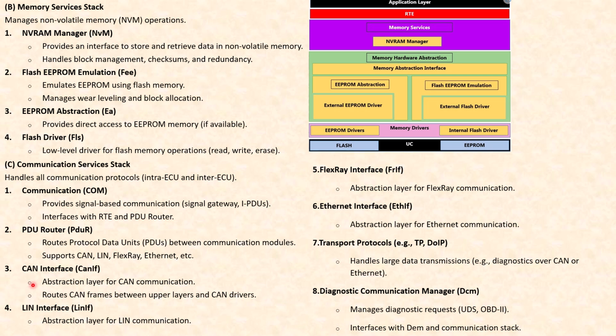And when it comes to CAN interface, it is the abstraction layer for CAN communication, which routes CAN frames between upper layers and CAN drivers. And when it comes to LIN interface, it is the abstraction layer for LIN communication. Next comes the FlexRay interface. I am sure everybody is able to recollect that CAN, LIN, FlexRay, Ethernet are the various types of protocols. FlexRay interface is the abstraction layer for FlexRay communication, and Ethernet interface is the abstraction layer for Ethernet communication.